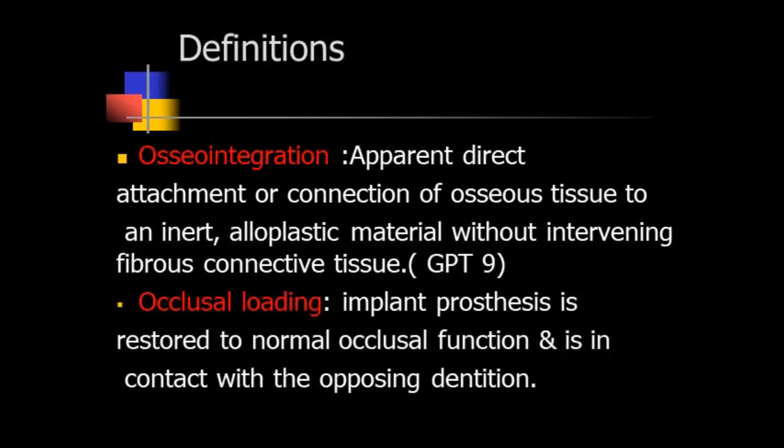The definitions: osseointegration as per GPT-9, it is the apparent direct attachment or connection of osseous tissue to an inert alloplastic material without intervening fibrous connective tissue. So there is direct attachment or connection of the bone to the inert alloplastic material, that is the implant, without any fibrous connective tissue in between. So that is osseointegration. And what is occlusal loading? So here the implant prosthesis is restored to normal occlusal function and is in contact with the opposing dentition. So that is occlusal loading, and we know basically there are three types of loading.